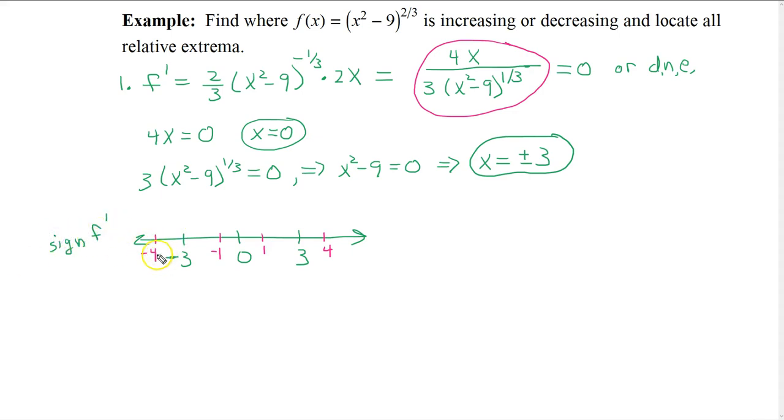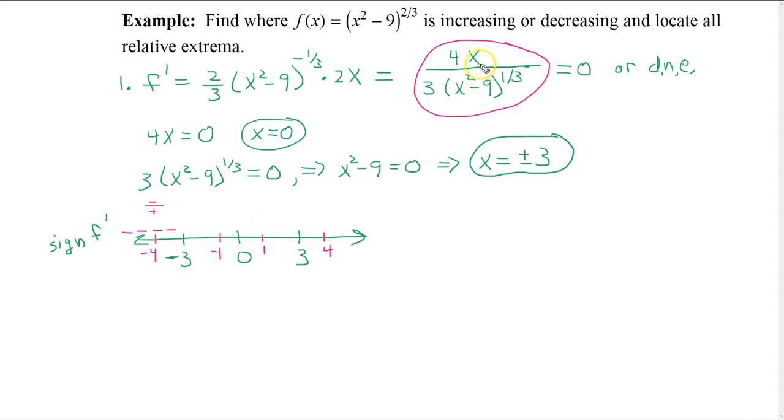So if we put -4 in for x, well, the numerator will be negative, right? 4 times -4, that will be negative. And the denominator, well, let's see, -4 squared is going to be 16 minus 9. That will be a positive number. So we'll have negative over positive. That will be a negative number. So our derivative is negative from -infinity to -3.